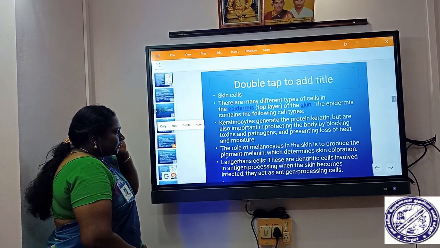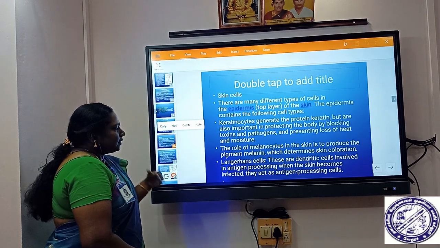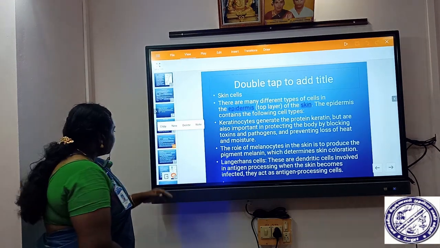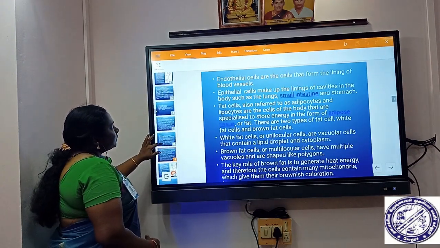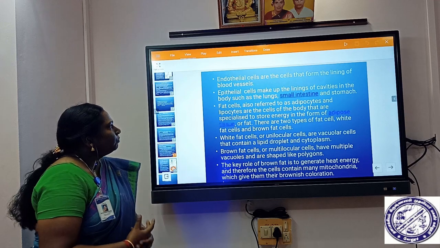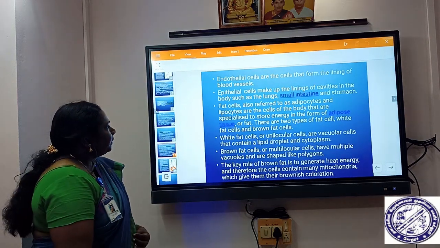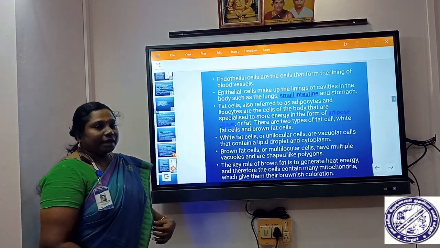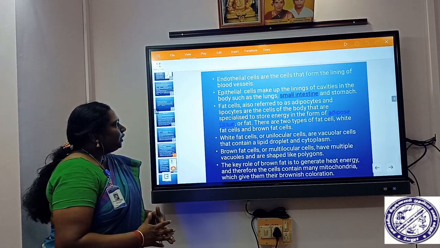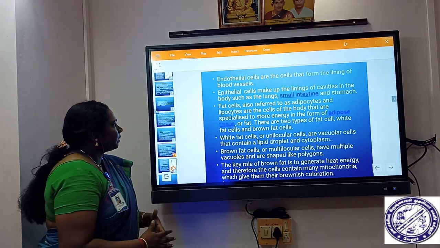Then we have Langerhans cells. These cells are involved in antigen processing. Next type is endothelial cells. They form the lining of the blood vessels. Epithelial cells make up the lining of the cavities present in the body like lungs, small intestine and stomach.